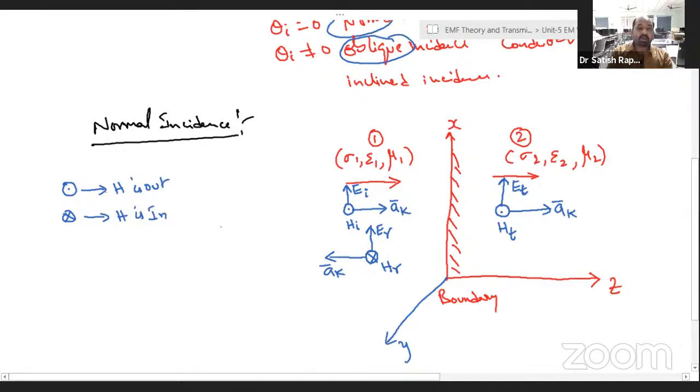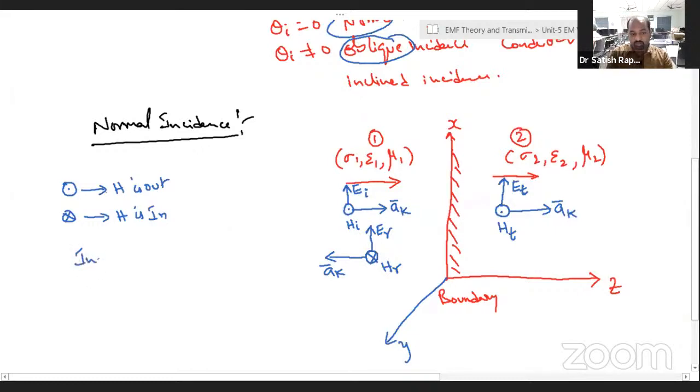So the direction of the magnetic field, as in the magnetostatic field itself, I have discussed, right? A dot in a circle means H is out, and a cross in a circle means H is in, right? And if you want more clarification, I will discuss it with the incident wave.